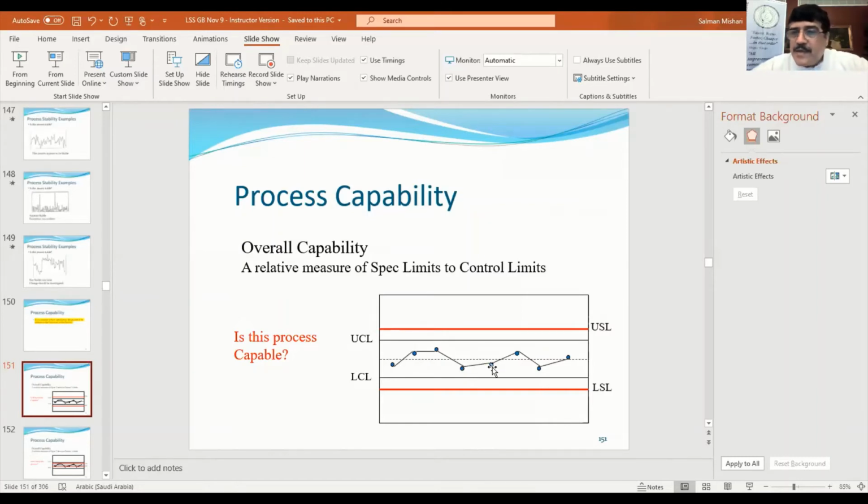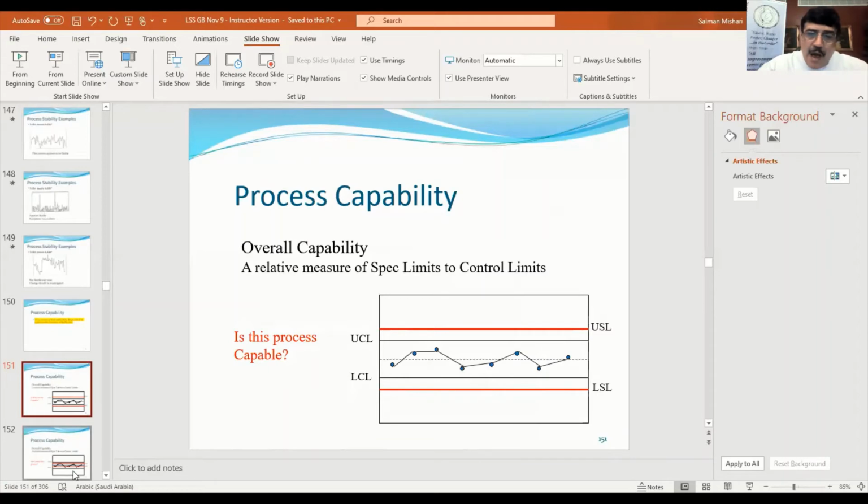Do you think that this process is capable? Yes, it's good. Even if it's the wrong answer, it's fine. It should be capable, yes, I think. It is capable because most of my data are actually within the upper specification limit and the lower specification limit.